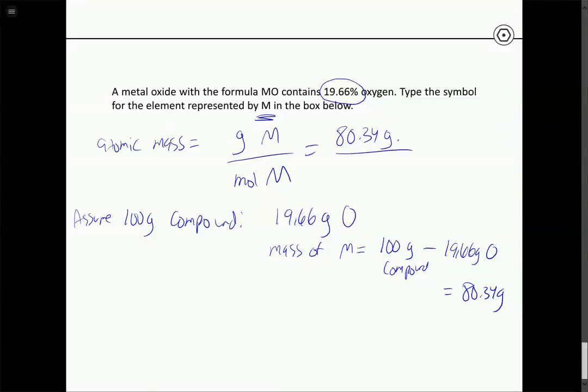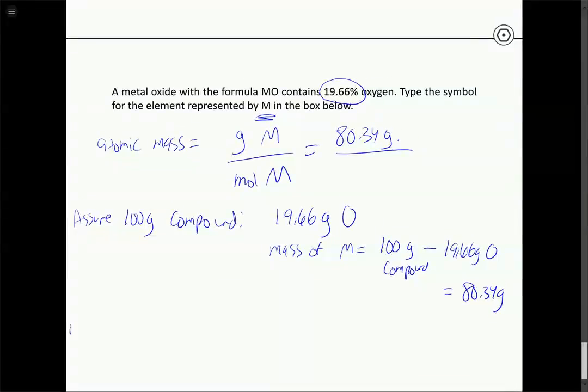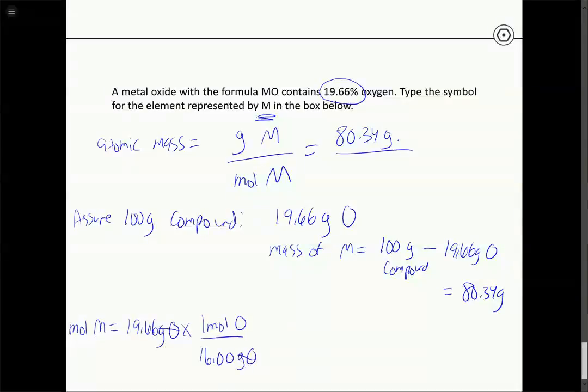Now if we're assuming 100 grams of compound, we can then also find how many moles of M there are. And so this is going to be a series of conversions where we know that our 100 grams has 19.66 grams of oxygen. So if we know that there's 19.66 grams of oxygen in the sample, we can convert that into moles because we know the atomic mass of oxygen. So the atomic mass of oxygen is 16. So that's the moles of oxygen. We want to find the moles of metal. Look at the chemical formula. The chemical formula is MO. That means there's equal numbers of moles of M and O, which means for every 1 mole of oxygen, we have 1 mole of M in the sample.